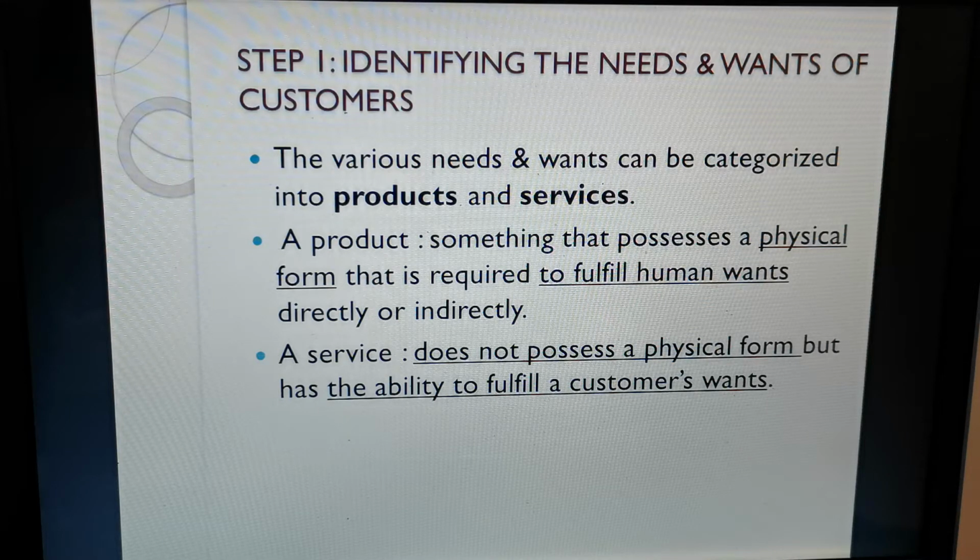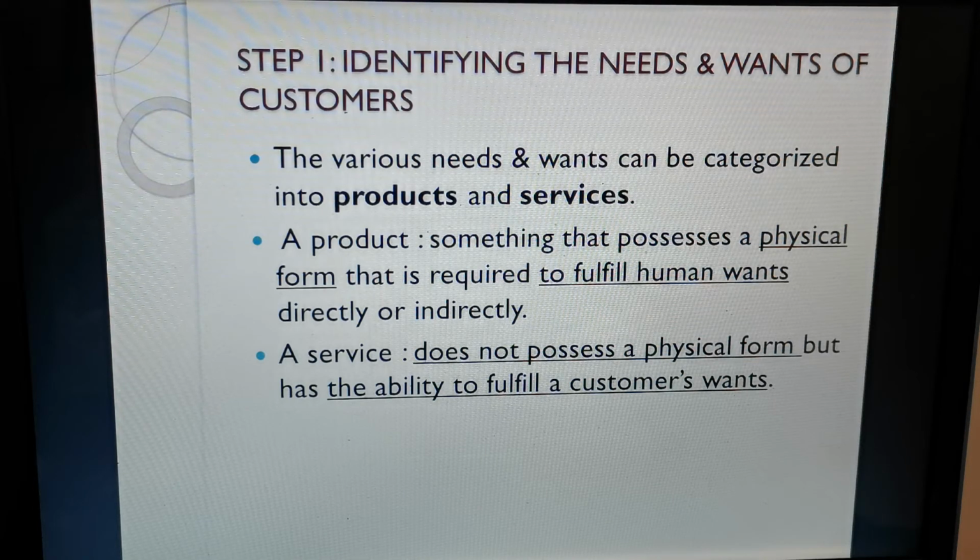A product is something that possesses a physical form, that you can see and touch, that is required to fulfill human wants directly or indirectly. These are the things that you can see, use, touch, and feel. So this we call a physical product. Number 2, a service does not possess a physical form, but it has the ability to fulfill a customer's wants.